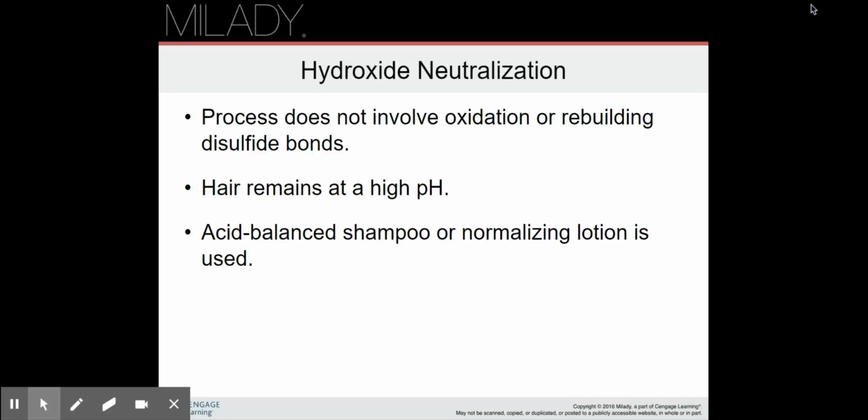Therefore, the application of an acid balance shampoo or normalizing lotion neutralizes any remaining hydroxide ions to return the hair and scalp to normal pH. Some neutralizing shampoos intended for use after hydroxide relaxers have a built-in pH indicator that changes color to show when the pH of the hair has returned to normal.